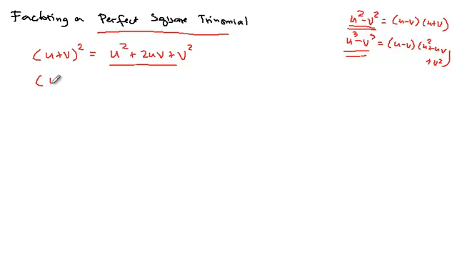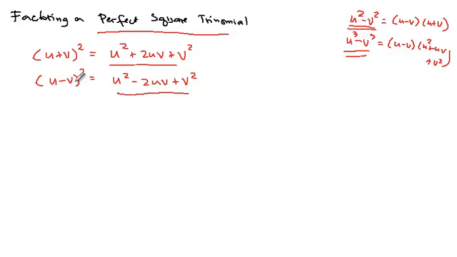Also we have this one, u minus v squared. Of course we know this must be u squared minus 2uv plus v squared. Okay? And this is also another form of the perfect square trinomial. Its factor is u minus v squared.